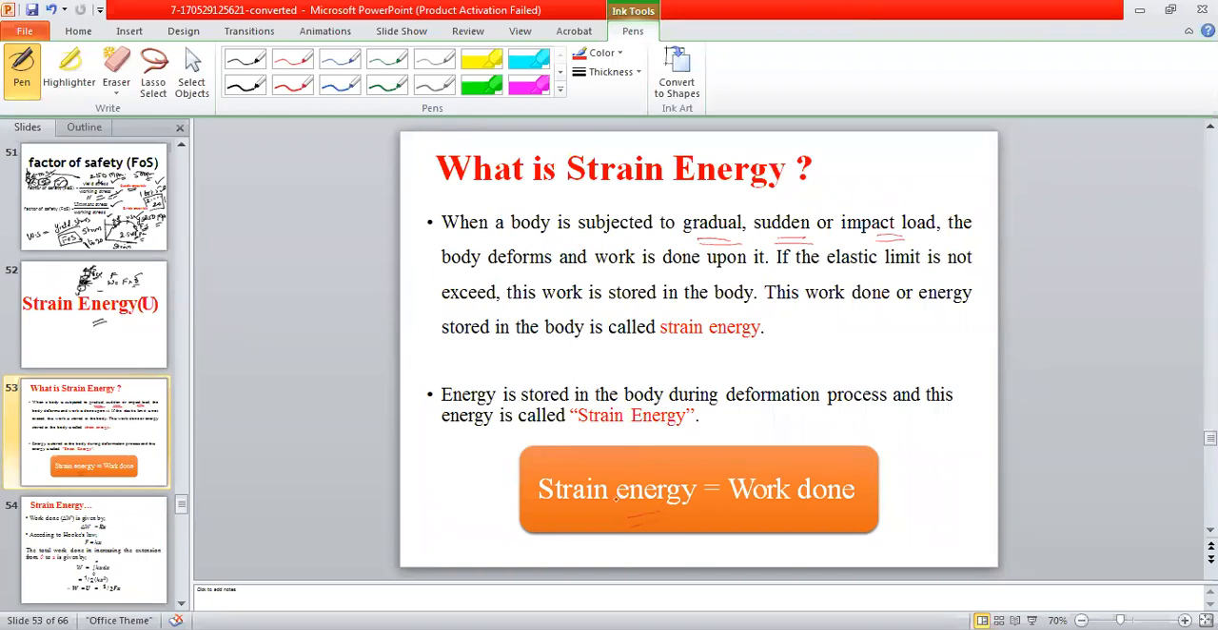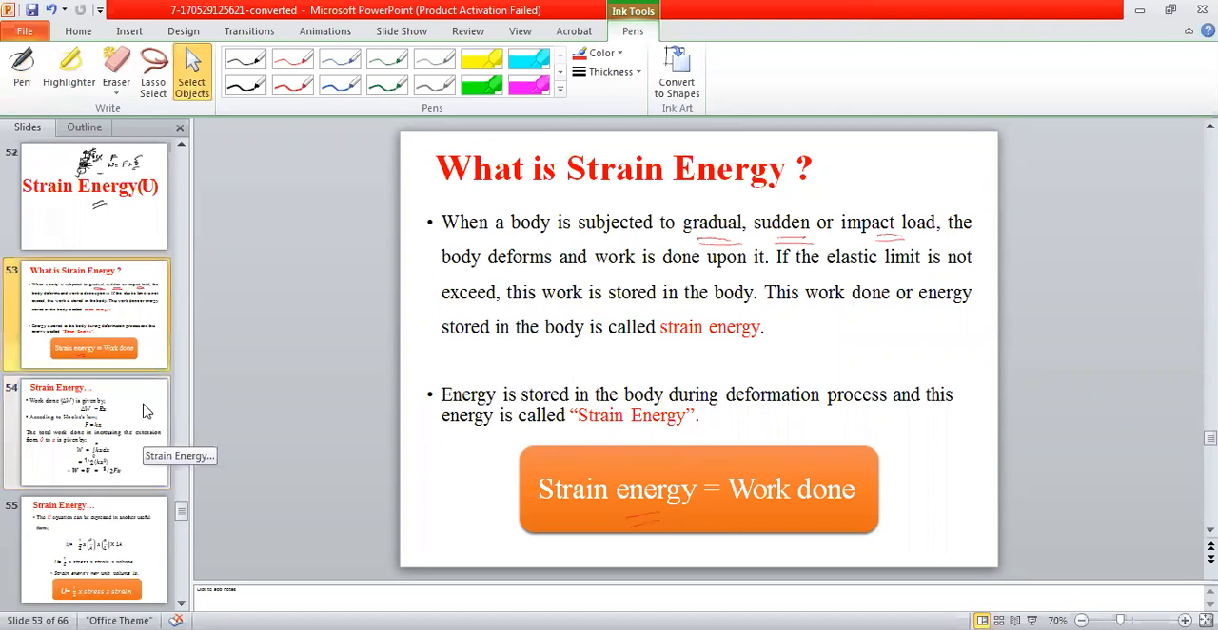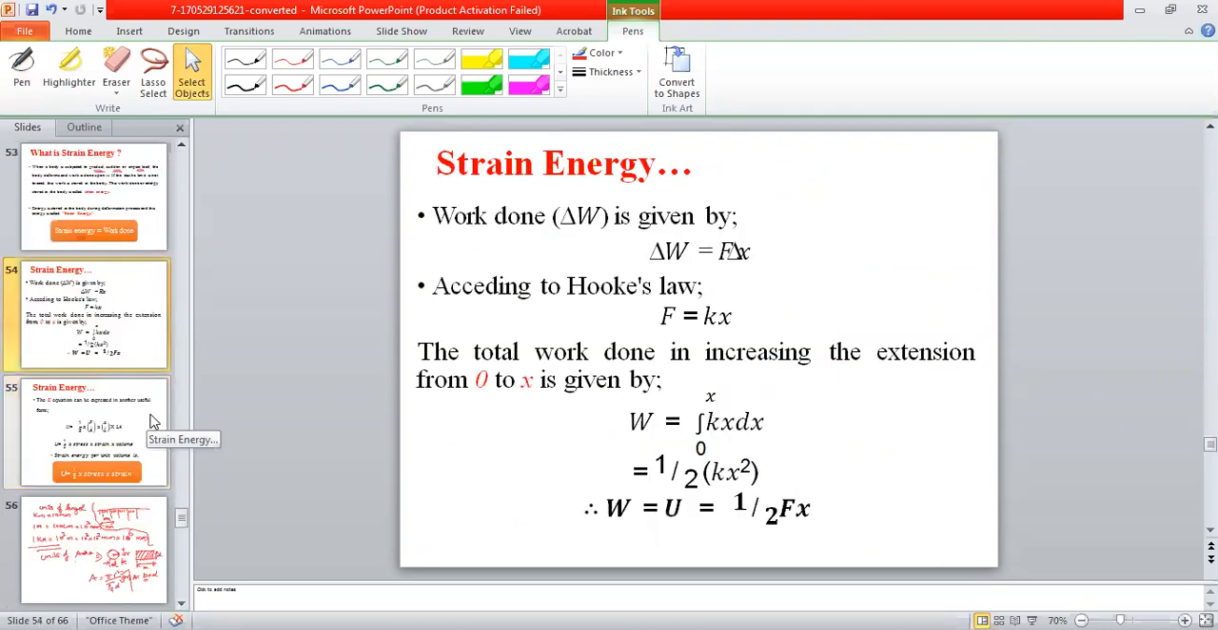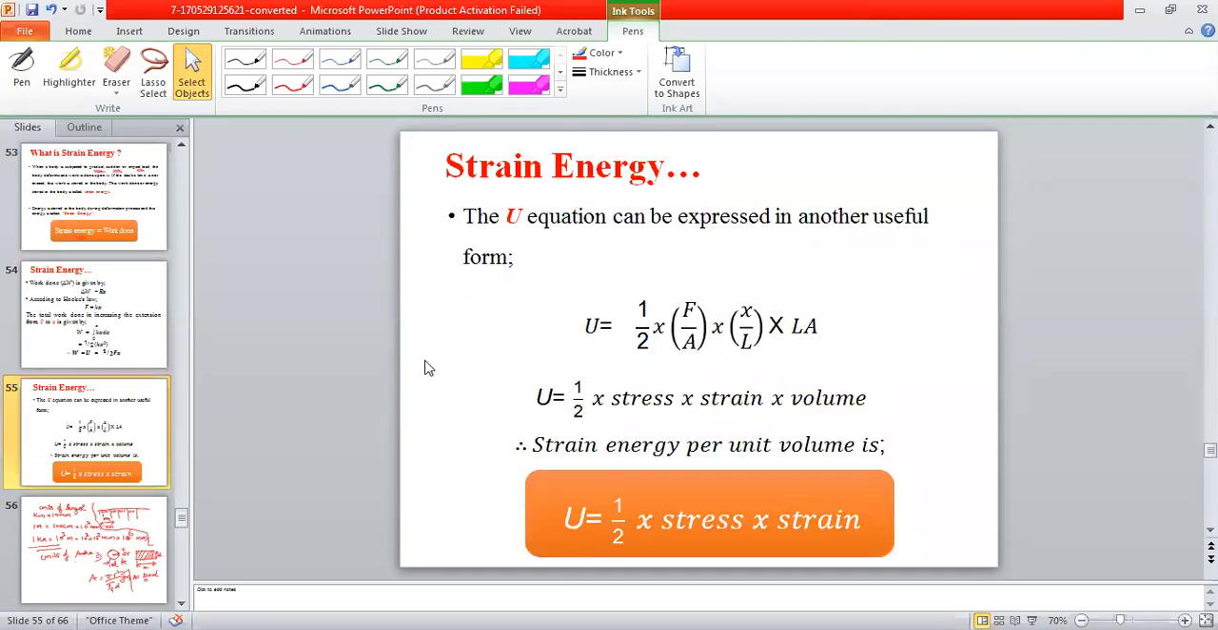Therefore, we need to find out the strain energy in the component. That is the last topic in this unit. Therefore, we are finding the strain energies in that component. So there are some formulas to find the strain energy. We can discuss those formulas again in the next classes.